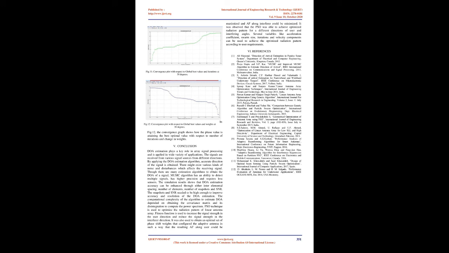V. Conclusion. DOA estimation plays a key role in array signal processing and is applied in a wide variety of applications. The signals are received from various signal sources from different directions. By applying the DOA estimation algorithm, the accurate direction of the signal is obtained. There might exist various kinds of noise and disturbances which affect the received signal. Though there are many estimation algorithms to obtain the DOA of a signal, the MUSIC algorithm has the ability to detect multiple signals, has higher precision, and requires fewer sensors.